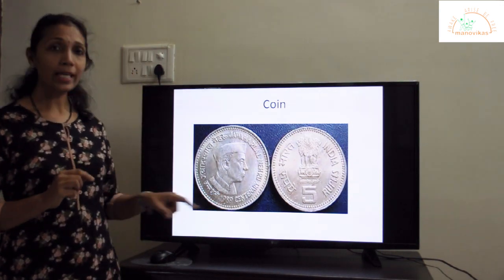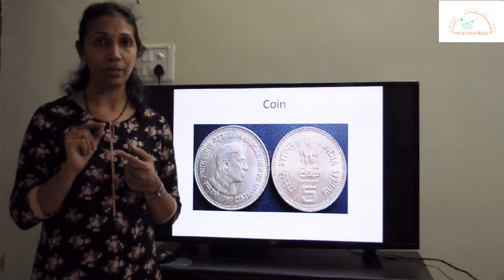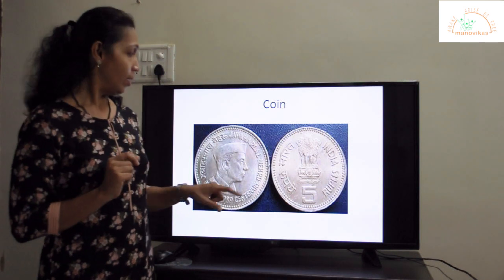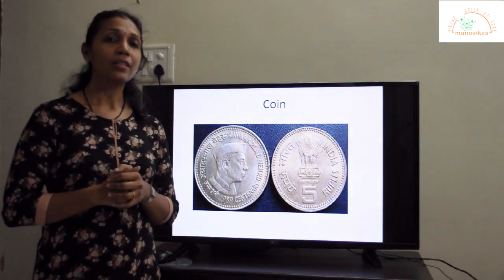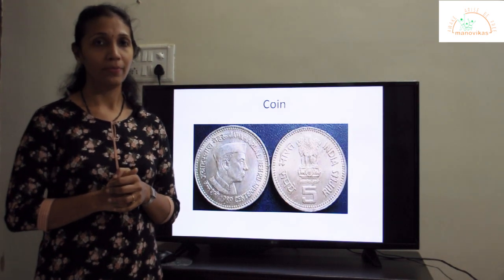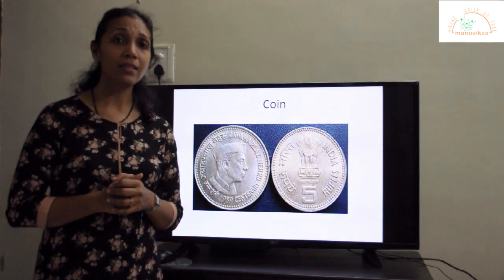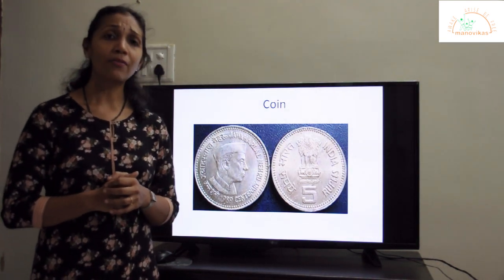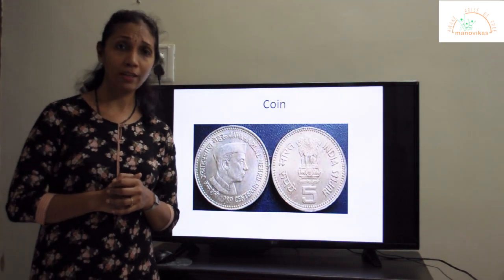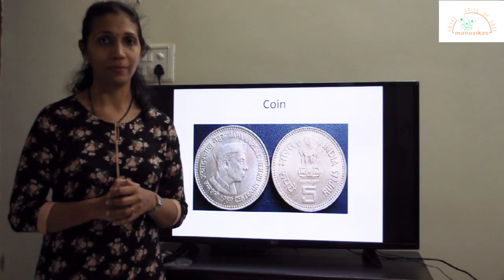If this coin is minted in Mumbai, then it will have a diamond shape. If this coin is minted in Hyderabad, then it will have a star as the mint mark. If it is minted in Noida, then it will have a circle or a dot below the year. And if there is no mint mark below the year, then it is understood that it is minted in Kolkata.